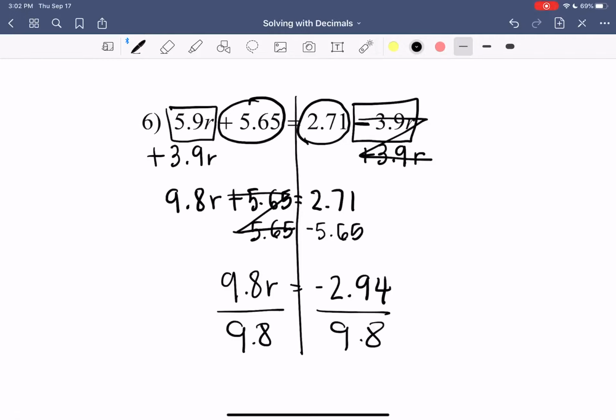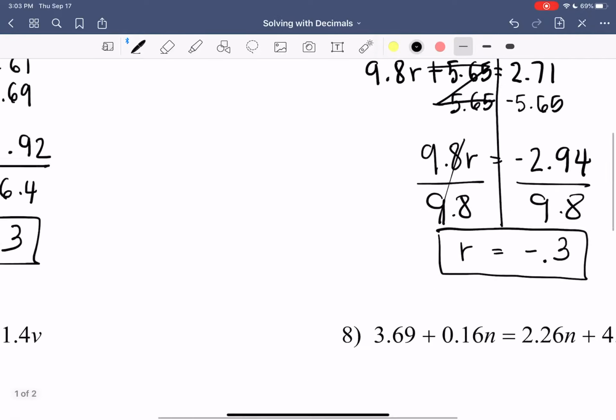And this will become 1. So we'll be left with r equals, and then negative 2.94 divided by 9.8, which is a negative 0.3. All right, so now we're going to go to number 7.